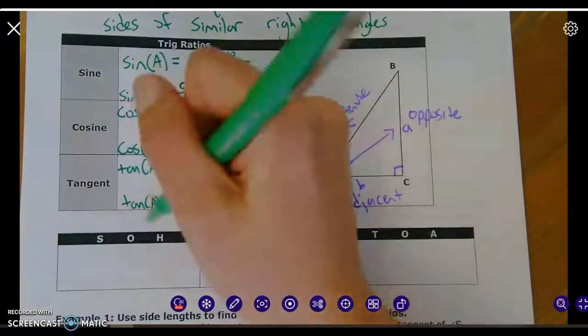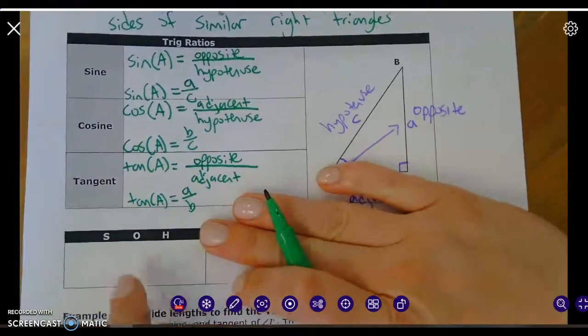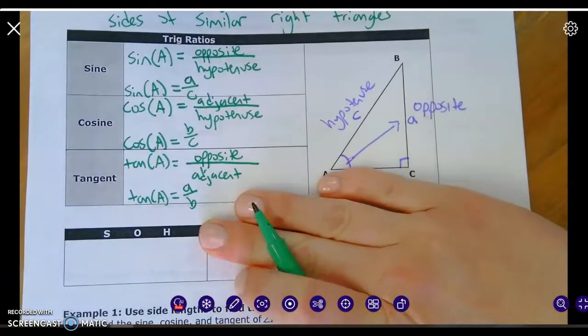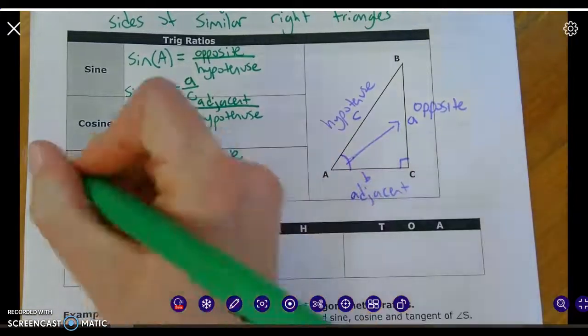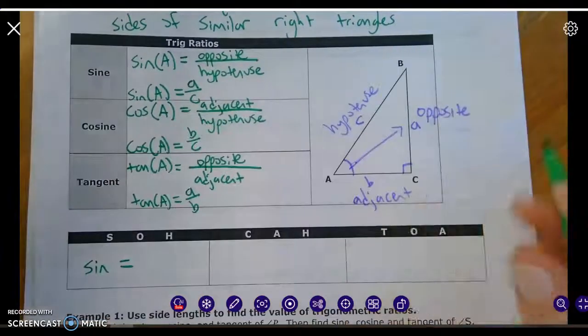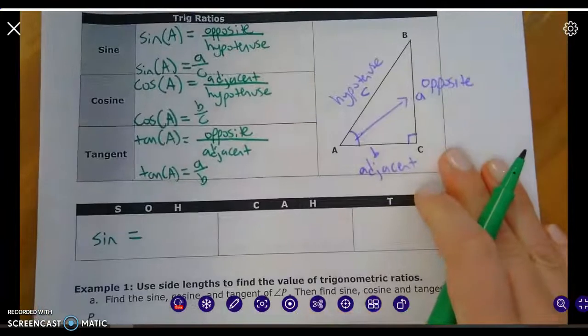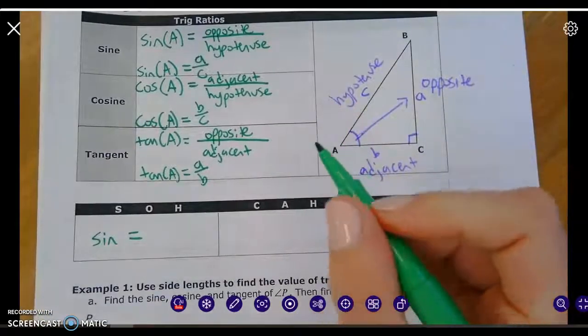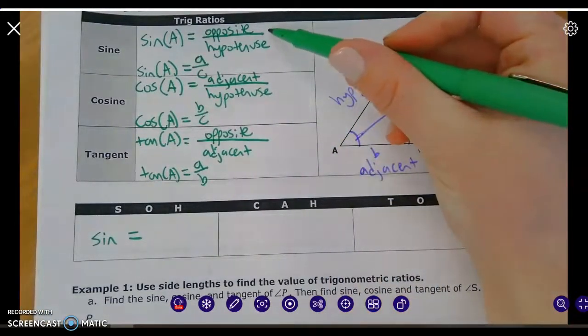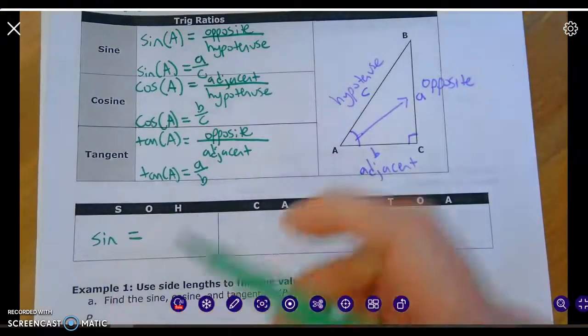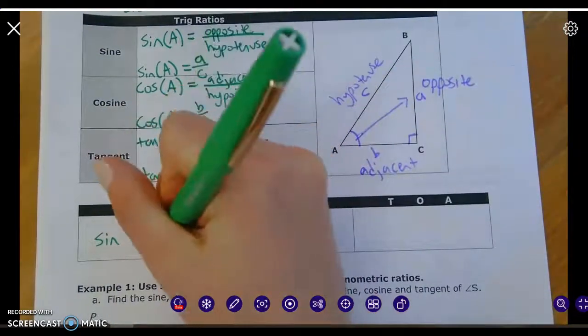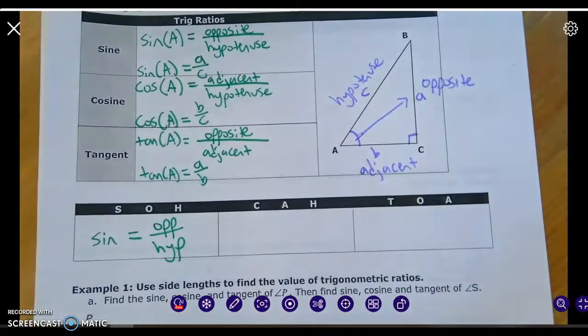Everyone see where those letters are coming from? So what is so telling us? S is for sine. And then what's the O and H for? Exactly. If you look back up here, sine was opposite over hypotenuse. So that's why there's an O and an H. So sine is opposite over hypotenuse.